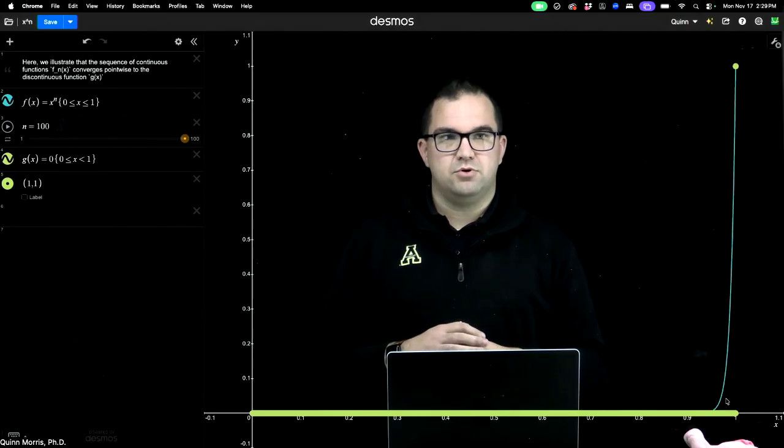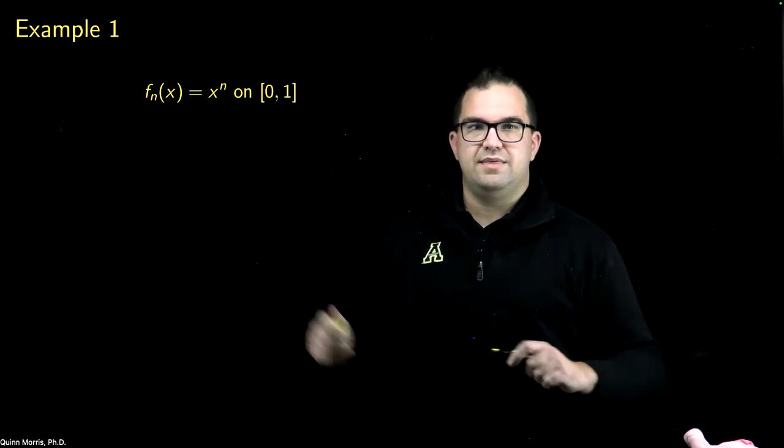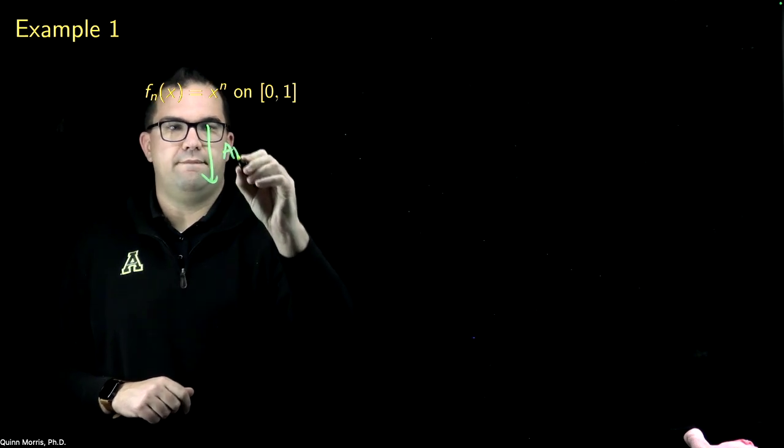So let's switch back from Desmos now to make a few concluding remarks about this example before we switch to our next. We observed here that this sequence of functions appears to be converging or approaching.